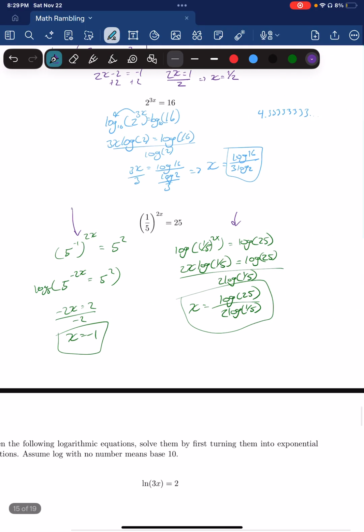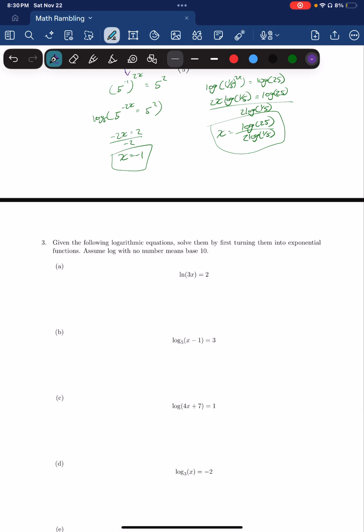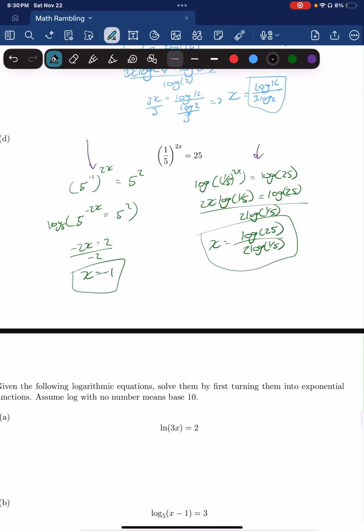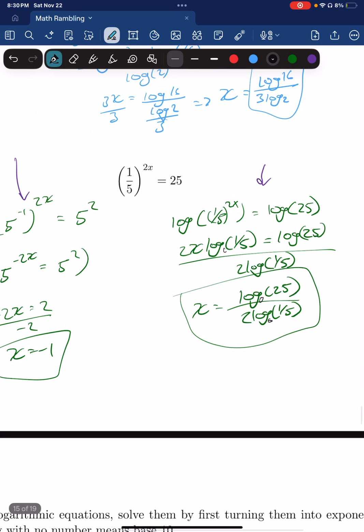So yeah, I don't know. If you're a calc user, then do the second way. Okay, given the following logarithmic equations, solve them by first turning them into exponential functions. Assume log with no number means base 10. Yeah, I've been assuming that. I assumed it here, and here, and elsewhere. I didn't write the base.